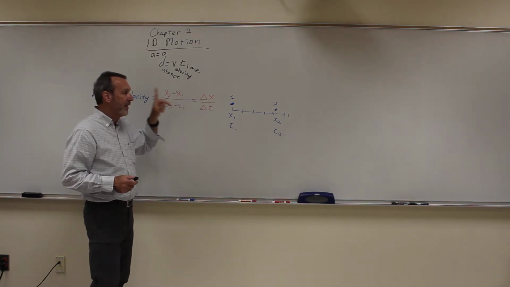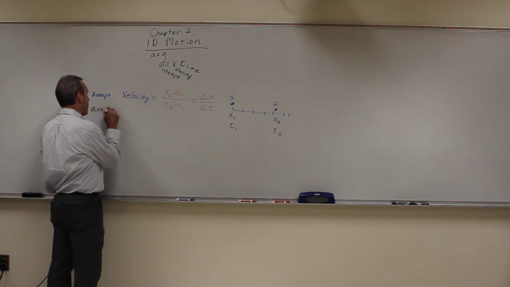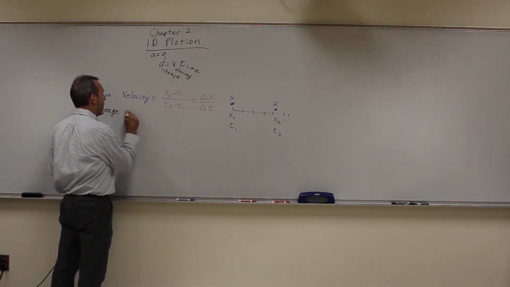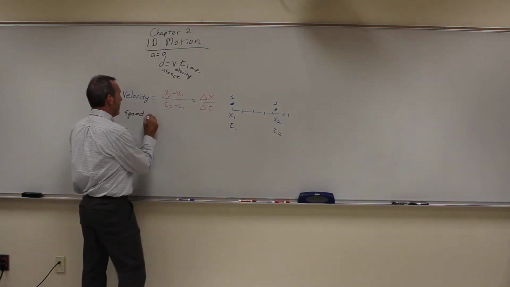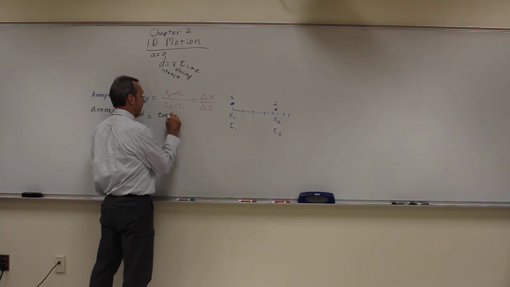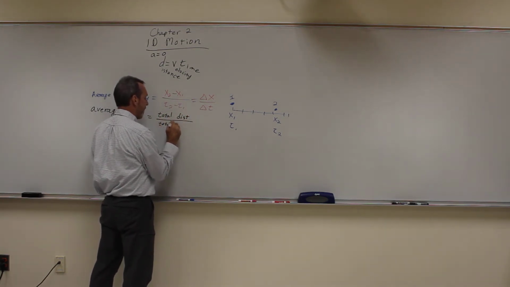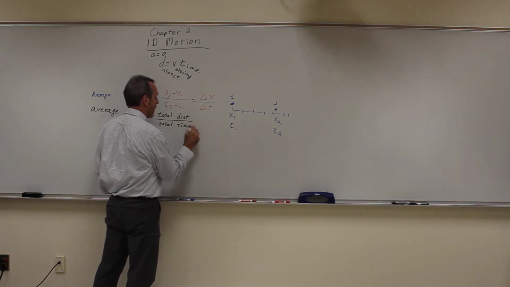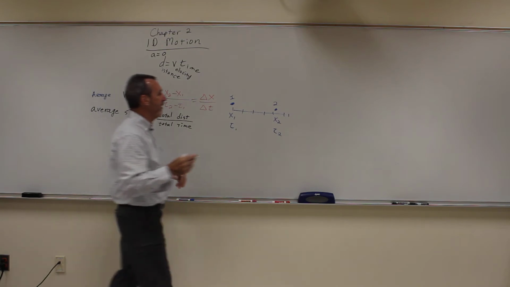Okay? Now there's a difference when we have average speed. Average speed actually says the total distance divided by the total time is equal to your average speed. Why is that different? Well, let's think of it this way.